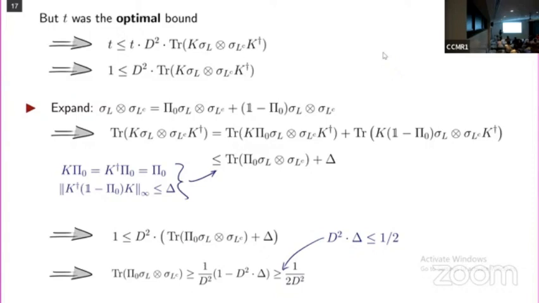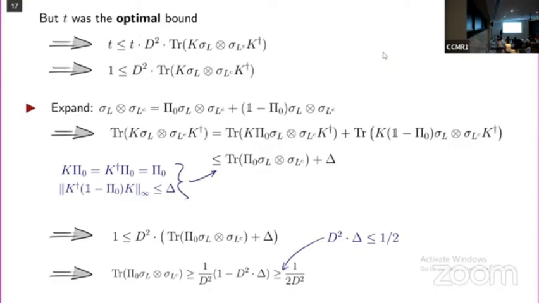So we expand this product state into a part which is in the ground space and a part that is perpendicular to the ground space, and take the trace. Now, because this is an AGSP, if we have the ground space here, it can be absorbed into the actual projector. And here, since we are perpendicular to the ground space and we are acting with K, remember what K does when it hits something perpendicular to the ground state: it shrinks it by some delta. So altogether, we get this expression.